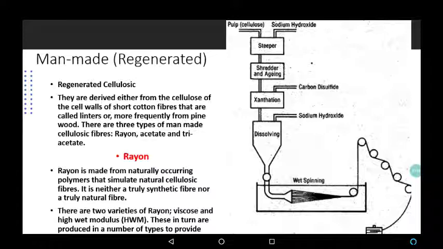After that, the xanthation process occurs. Here carbon disulfide is added. Then again the shredded part is dissolved with sodium hydroxide, and after that the spinnerette is used for the spinning of regenerated rayon fibers. So this is the whole process of manufacturing of rayon.